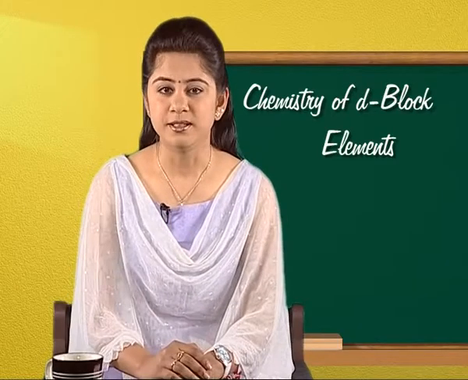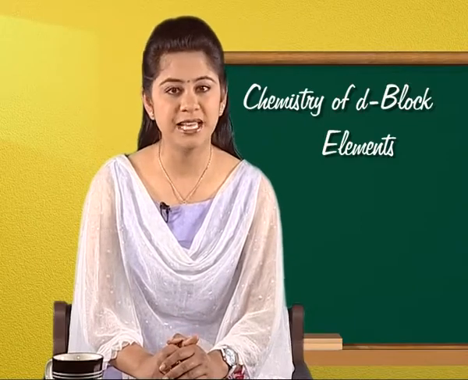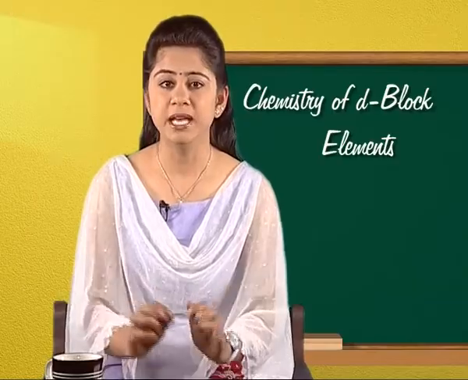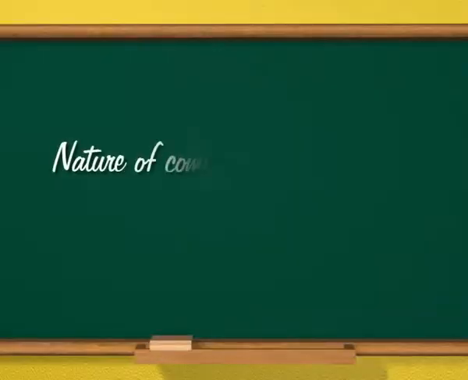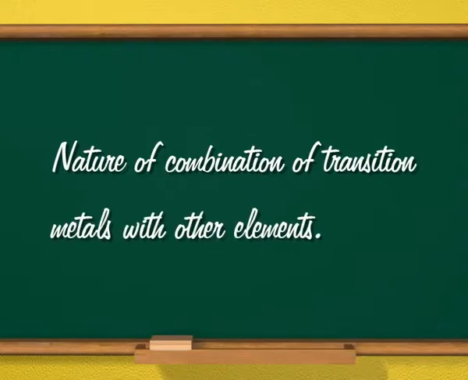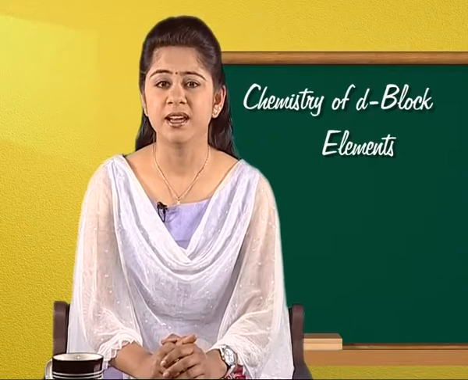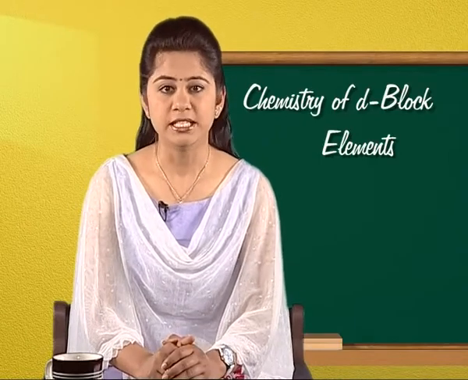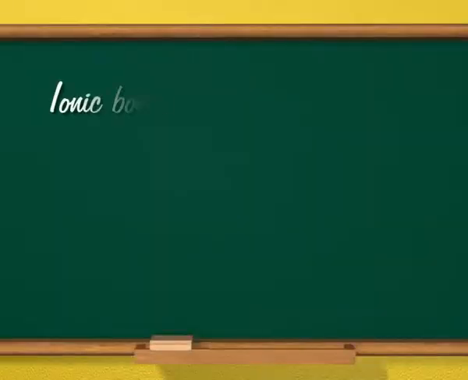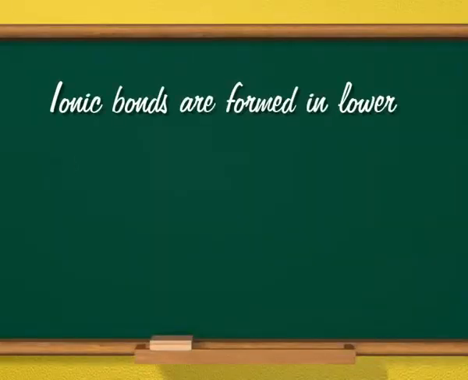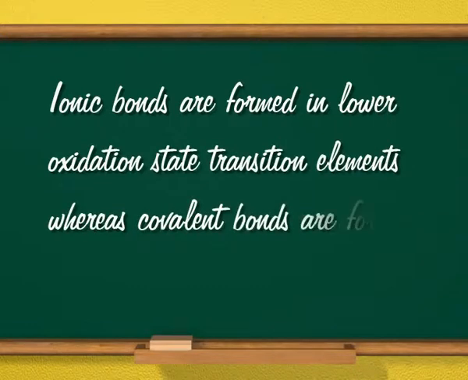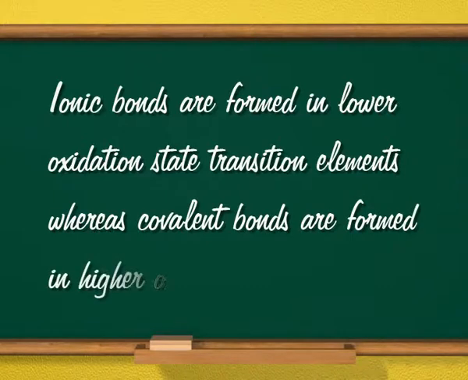There is one more reason for variable oxidation states. What is that? These oxidation states depend upon the nature of combination of transition metals with other elements. Let's take an interesting fact related to transition elements. Generally, ionic bonds are formed in lower oxidation state transition elements, whereas covalent bonds are formed in higher oxidation states.